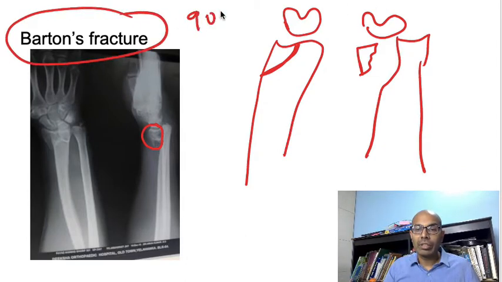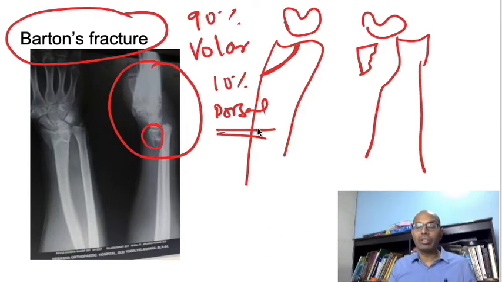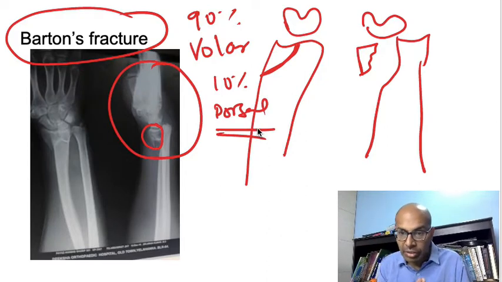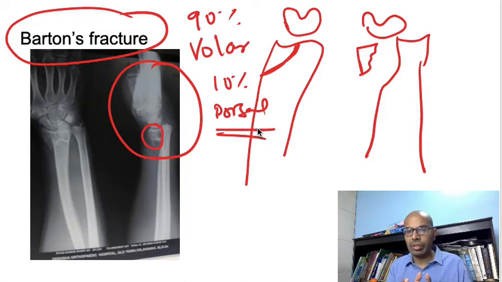90% of the cases sublux volarly, like in this case, and then it is called a volar Barton fracture, and if it subluxes dorsally, in 10% of cases, it is called a dorsal Barton fracture. So Barton fracture is basically an intra-articular fracture of the radius with subluxation of the carpus, either volar or dorsal. Volar is called volar Barton fracture and dorsal is dorsal Barton fracture, and 90% of the cases are volar Barton fracture.